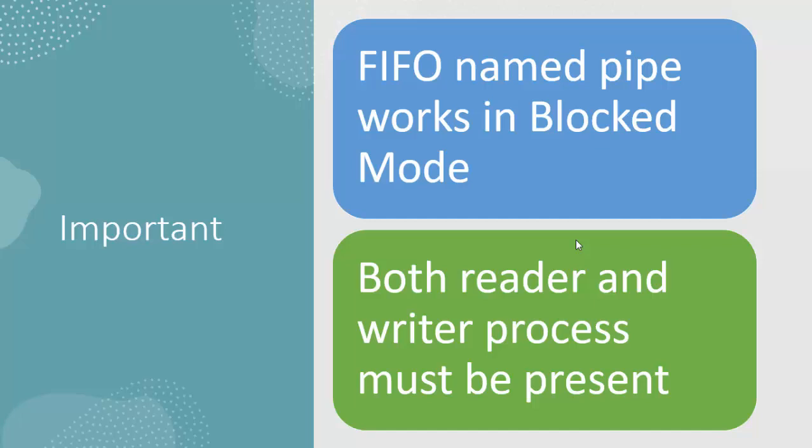In the same manner, in case of named pipes, if only the sender process is there, the communication will not take place. Rather, the sender process will get blocked. It will not proceed further until and unless the receiver is also there to receive the data. The communication can take place in unblocked mode also, so that also we are going to cover in this particular video. We are going to learn both the blocked mode as well as the unblocked mode.